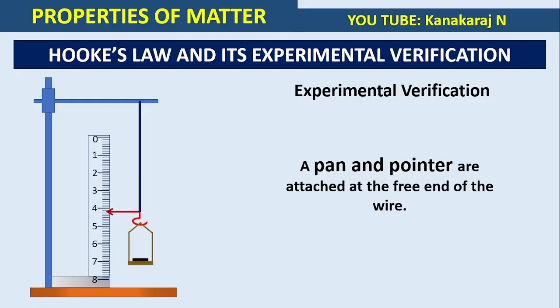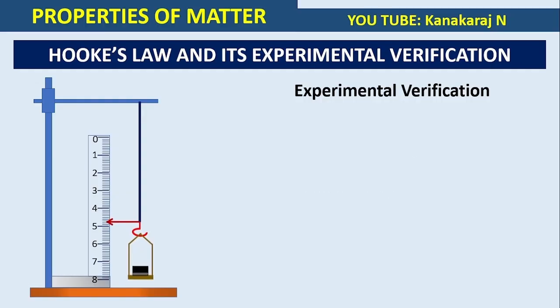When we add 50 gram, the wire gets stretched. When we add one more 50 gram, the wire gets stretched further. Let us add one more 50 gram, and the wire stretches again. The elongation is more when the load is more. 4 is the initial length and 4.8 is the final length. The elongation is 0.8 centimeter.